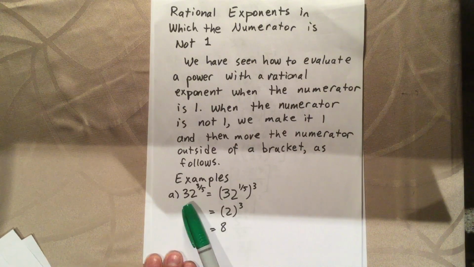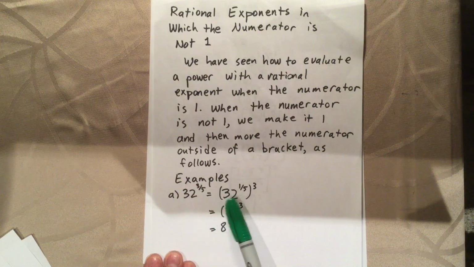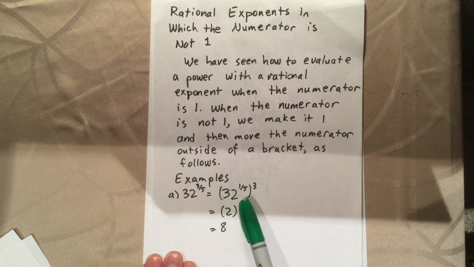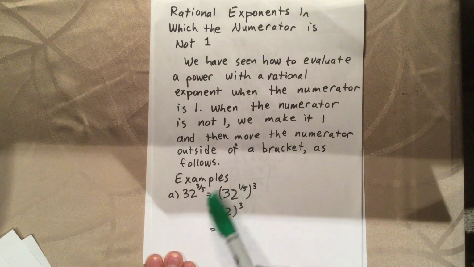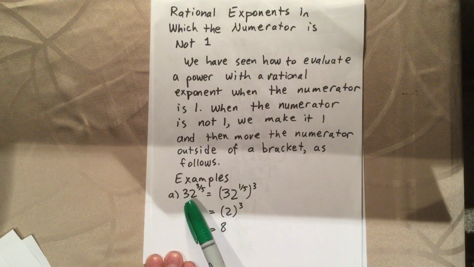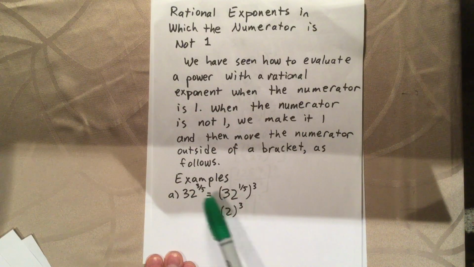So let's take an example. 32 to the exponent 3/5. What we do is we make it 32 to the exponent 1/5 and move the 3 outside. Because as we saw on the first page of this note, if I was asked to evaluate this, I would multiply the 1/5 and the 3, and I would get 3/5. Well, in this case, I'm breaking them apart.